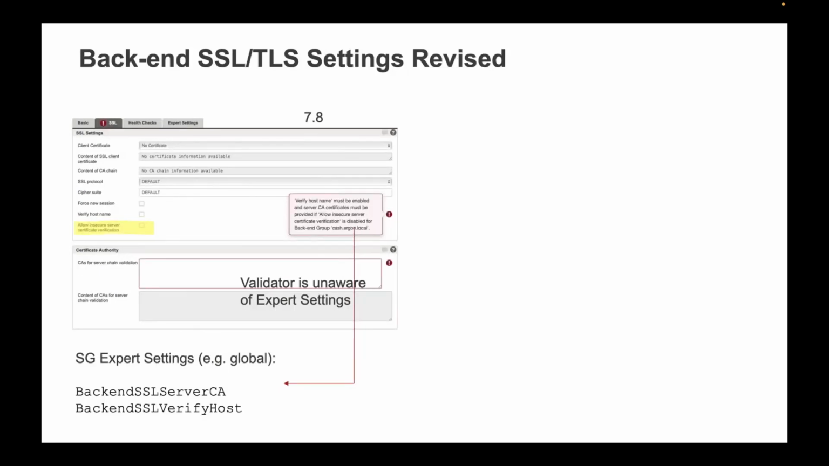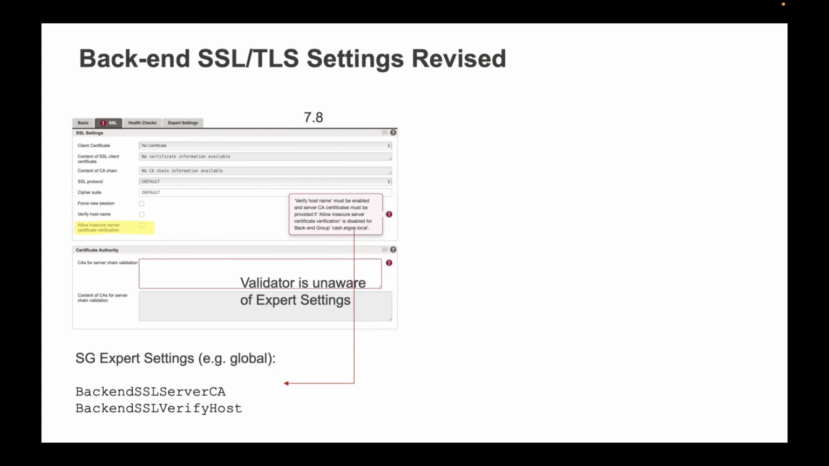Okay, Backend SSL TLS settings. You probably know we have introduced this in the configuration center, that it's possible to configure backend SSL settings in the graphical UI. We added this checkbox, it's in yellow here: Allow insecure server certificate verification. And that's actually not a functional checkbox. It's here to make this validation error go away that you see on the right side.